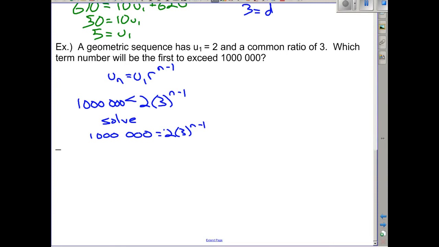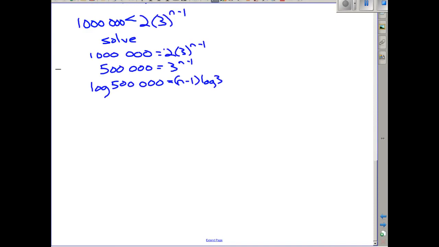Okay, and there are a bunch of ways to solve that. You can, first of all, divide by 2 and then use logs. Probably the most straightforward approach. Take the log, either base 10 or natural log of both sides. I'm going to take base 10, but it doesn't matter. Bring down my n minus 1, my exponent, as I do it. And then divide both sides by log 3. My whole goal here is to isolate n.